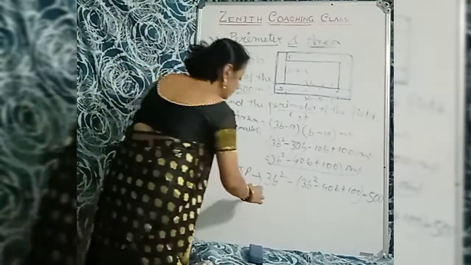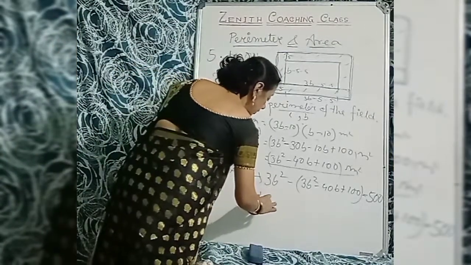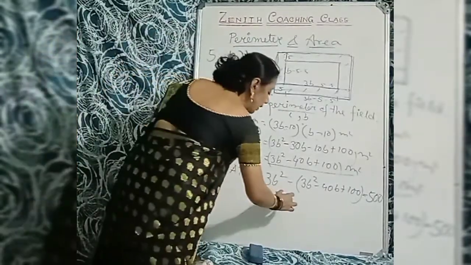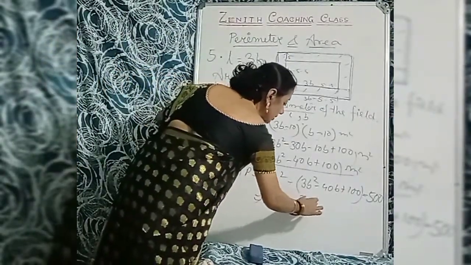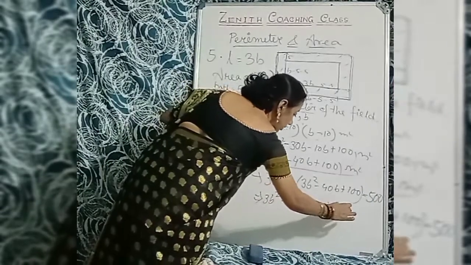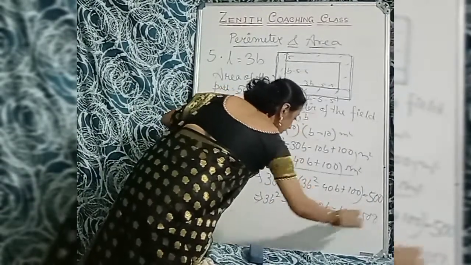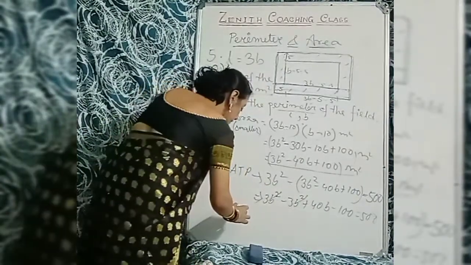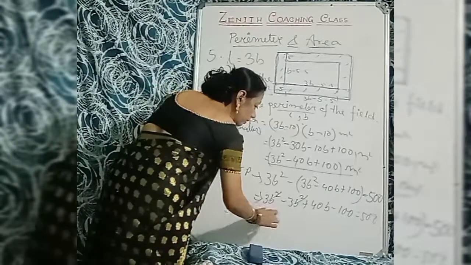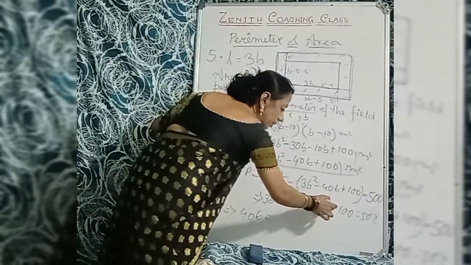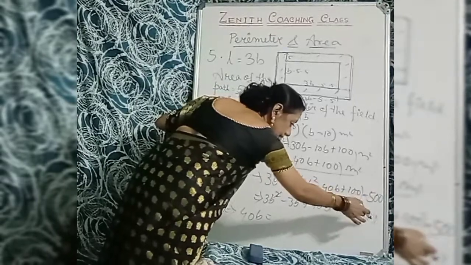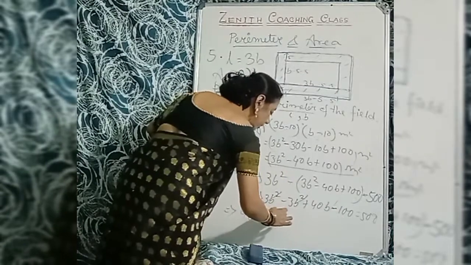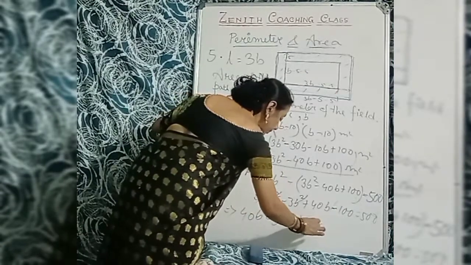So 3b square, here is minus, so please interchange the sign. 3b square minus 3b square plus 40b minus 100 equals 500. Understood? So cut 3b square. So here is 40b equals 500 plus 100, you take this to the right hand side. So 500 plus 100.